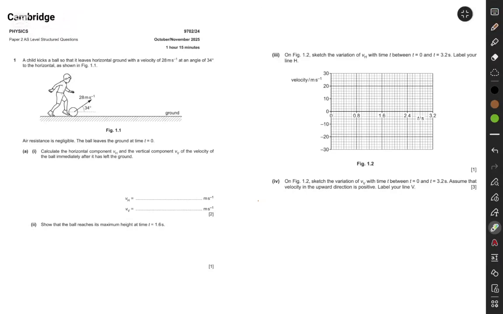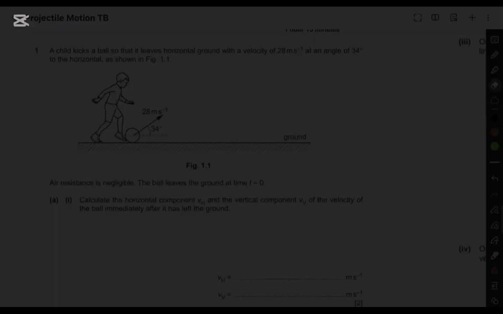We're going to be doing October and November 2025, paper 2-4 from Cambridge Physics. And we've got a question on projectile motion here. I want you to pause the video and try out the question yourself. And for the mark scheme, you can go to the end of the video.